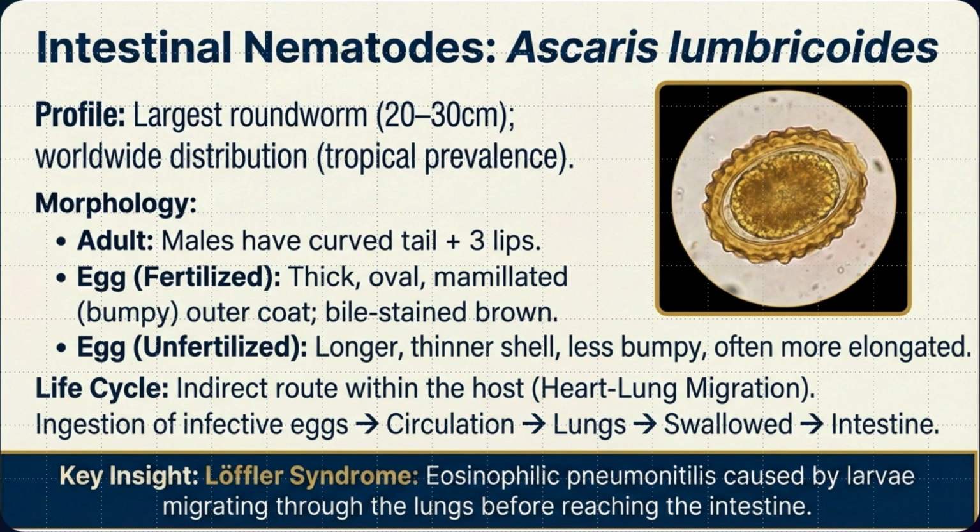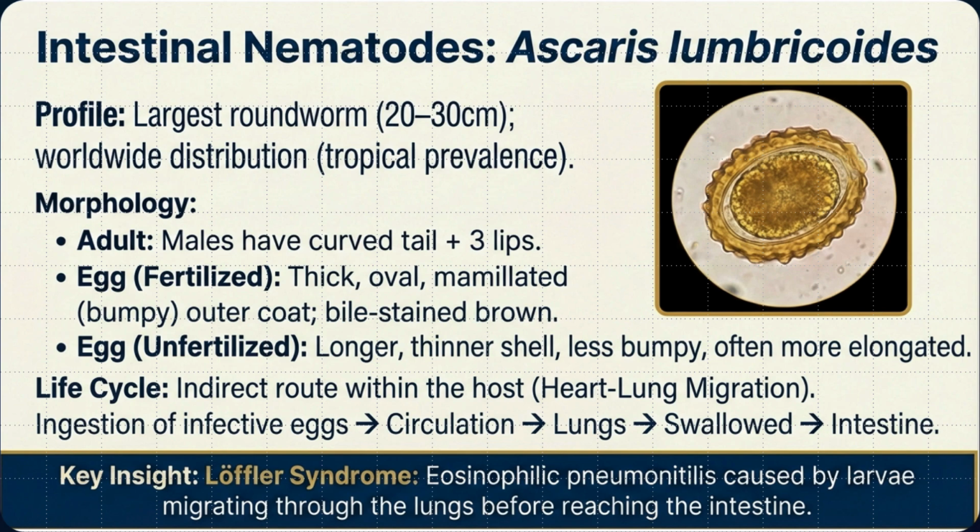Yeah. It penetrates the intestinal wall, enters the bloodstream, and hitches a ride to the lungs. It bursts out of the capillaries into the alveoli, crawls up the bronchial tree to the throat, and then you swallow it again. That is an incredible amount of effort just to get back to the exact same intestine it started in. It is. But that migration through the lung tissue causes an intense immune response, an eosinophilic pneumonitis. So you have a patient coughing, maybe wheezing, their lab work shows high eosinophils, and the doctor thinks it's asthma or pneumonia. Right. But it's actually a worm infection migrating through their chest.